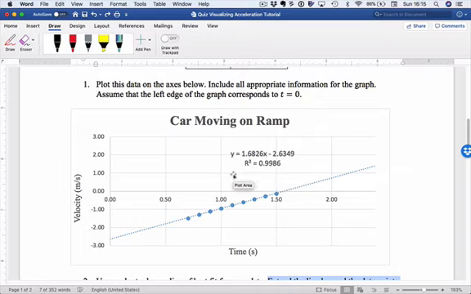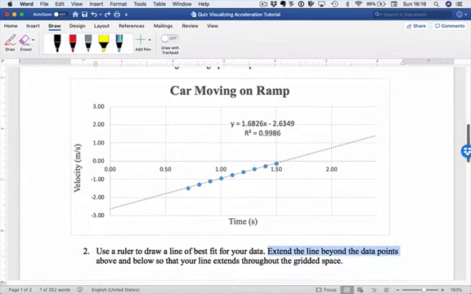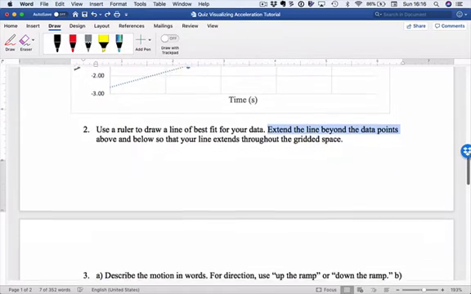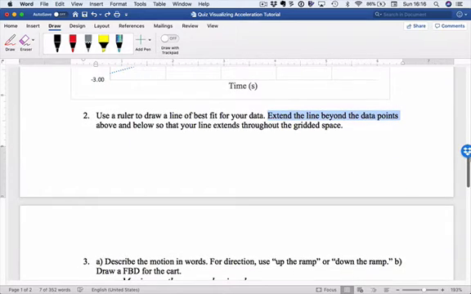We're just looking for good graphing basics on number one. So did you give axis labels and units? Did you give a title? Did you plot them correctly, which should yield a pretty linear trend? In number two, you were simply asked to extend the line beyond the data points, so you could get a trend here. And then number three on the next page has us describing the motion in words and also drawing an FBD.